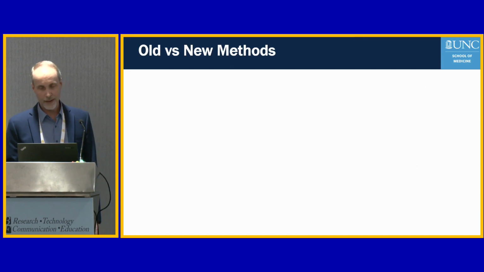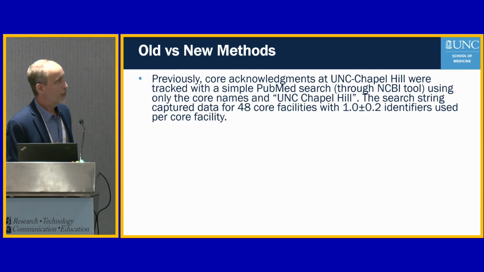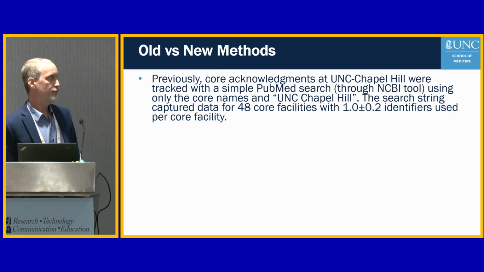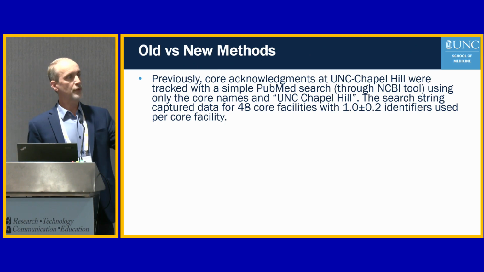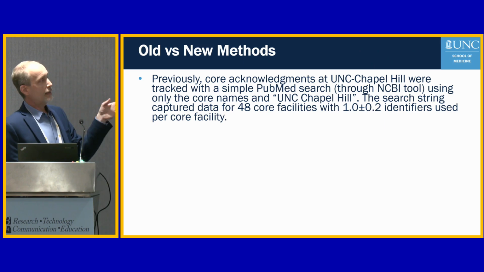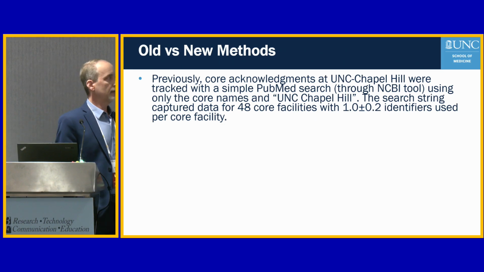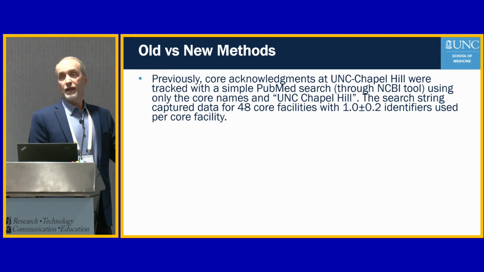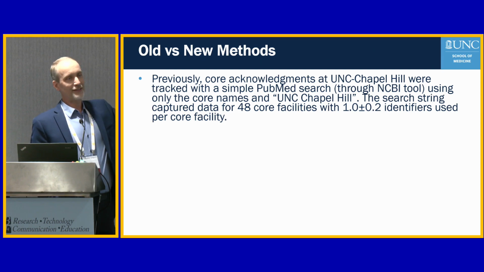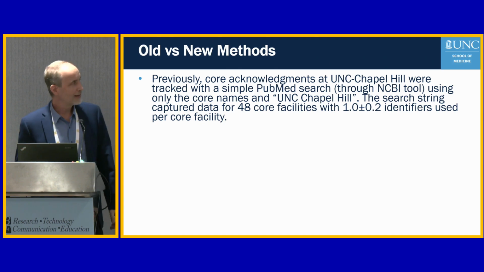So what do we mean by that? So when we started out, as I said, 6 or 7 years ago, we were using PubMed. Using the NCBI tool, maybe some of you have used this, and all we had was the core name and UNC Chapel Hill. And the search string captured data at that time for about 50 cores, and we had really one identifier for the core. It was the name. And it had to be the exact name, right? So you know that wasn't going to work for Microscopy Services Laboratory because they have 10 different names in the literature. So that was a problem right out of the gate.